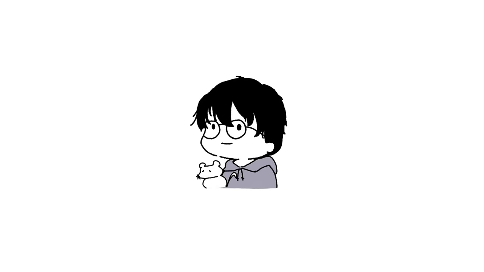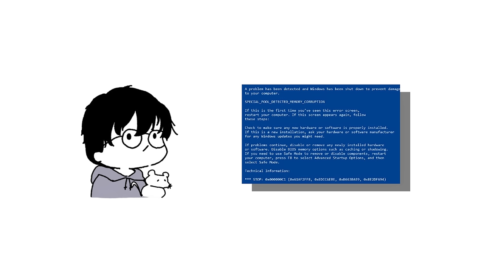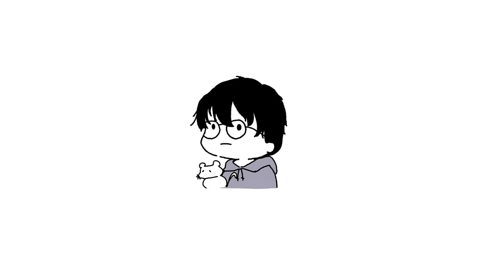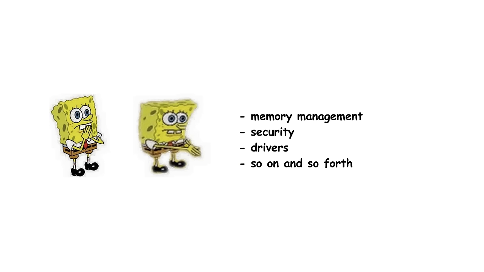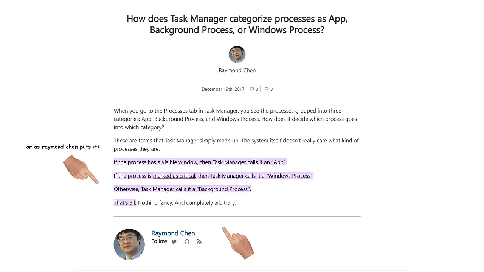Windows processes are system-level processes that are vital for the proper functionality of your Windows operating system. They automatically get launched upon startup and perform critical tasks such as memory management, security, device drivers, and so on and so on.